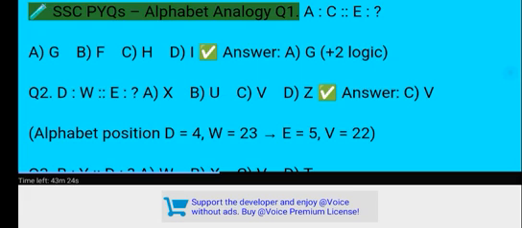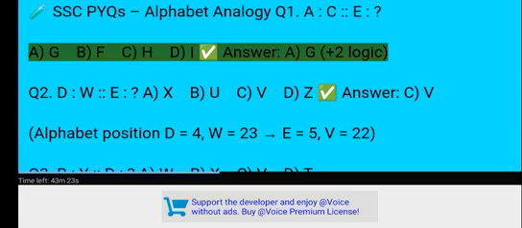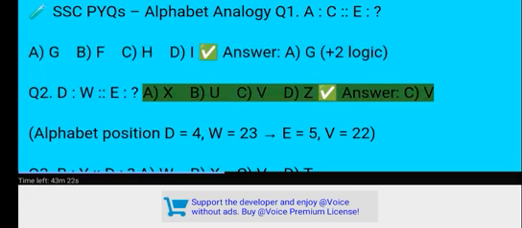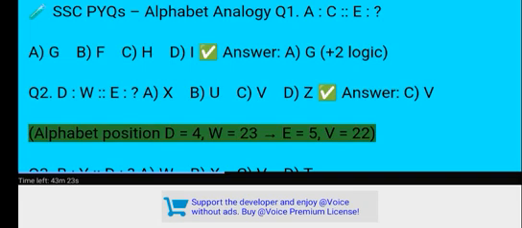SSC PYQs. Alphabet analogy. Q1: A, C, E, G; B, F, C, H, D, I. Answer: A, G. Plus 2 logic. Q2: D, W, E; A, X, B, U, C, B, D, Z. Answer: C, B. Alphabet position: D equals 4, W equals 23, E equals 5, and the answer B equals 22.